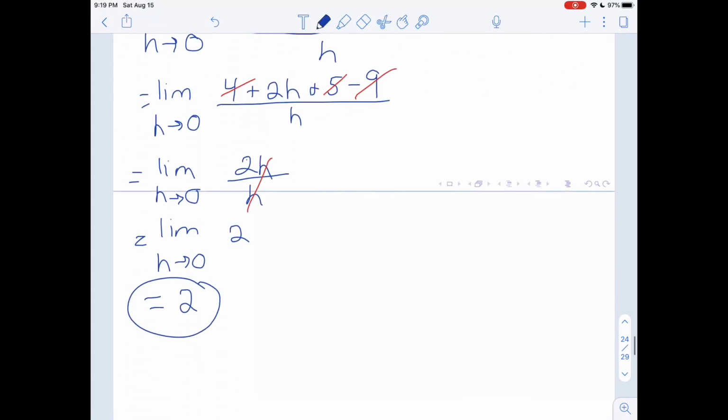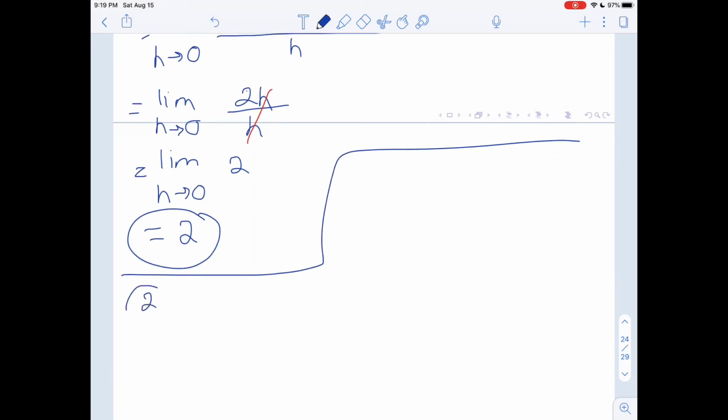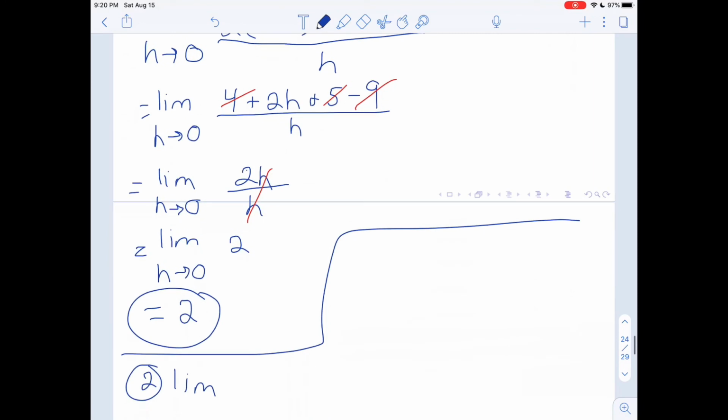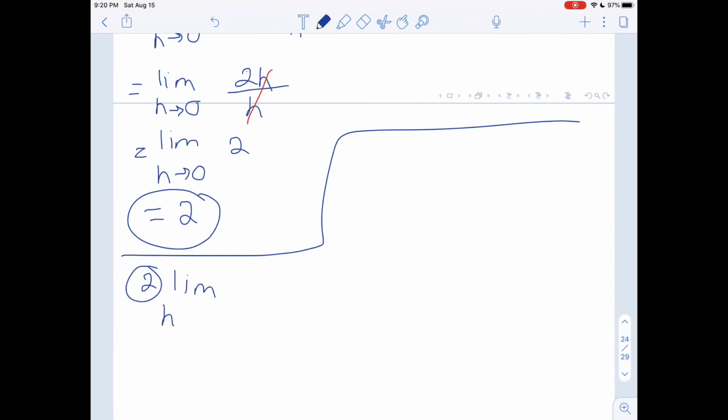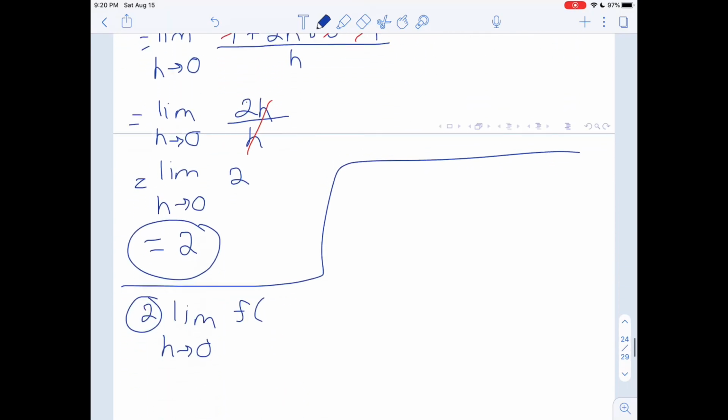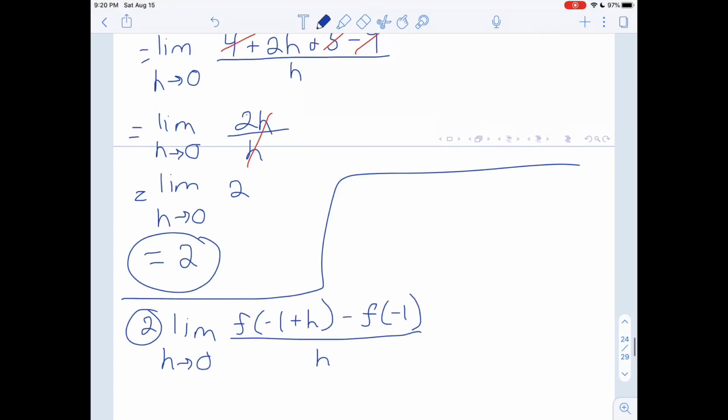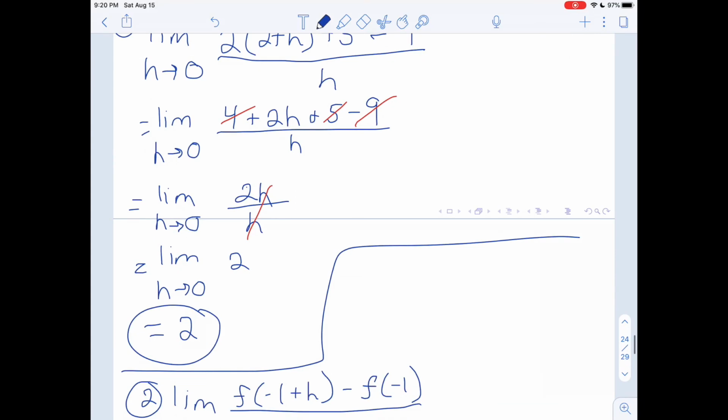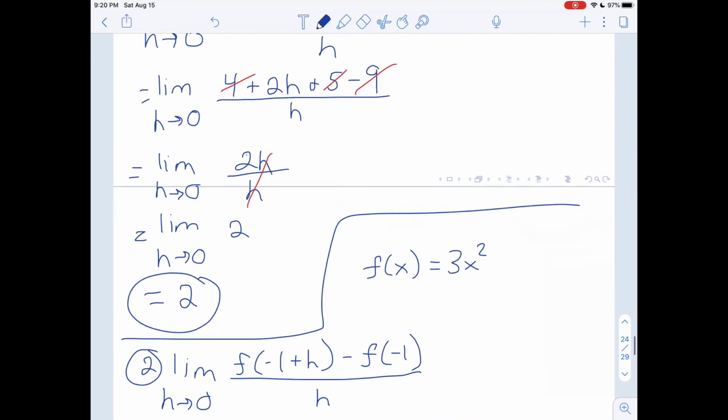We're going to follow the same process for number 2. So I'll copy number 2 down here so that we don't have to scroll too much. We're going to be finding the limit as h approaches 0 of f of, I believe this one's negative 1 plus h, negative 1 plus h minus f of negative 1, divide by h. And for this problem, f of x is 3x squared minus x.